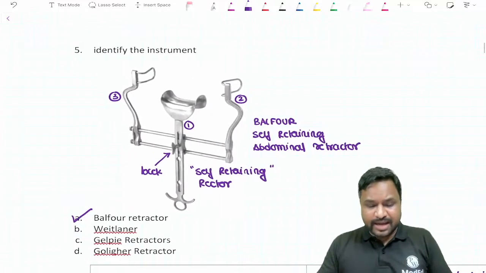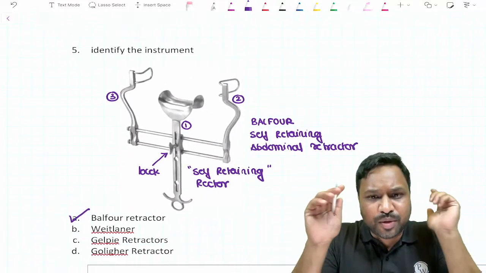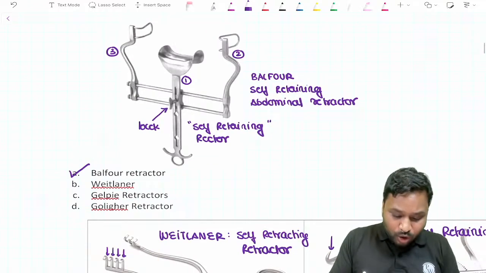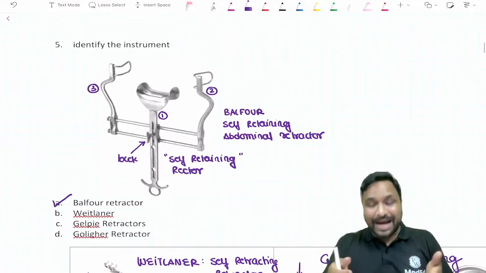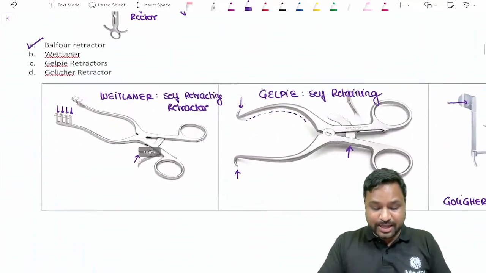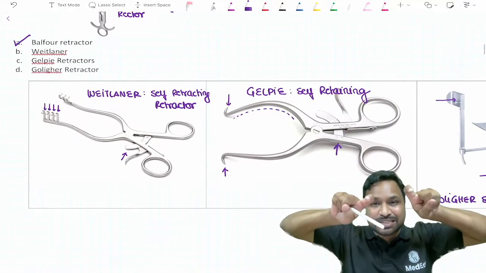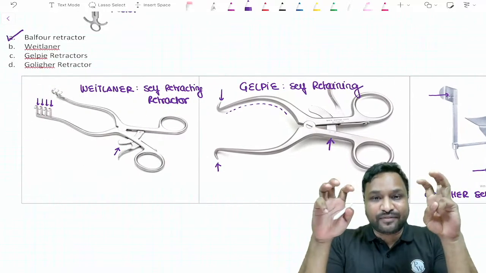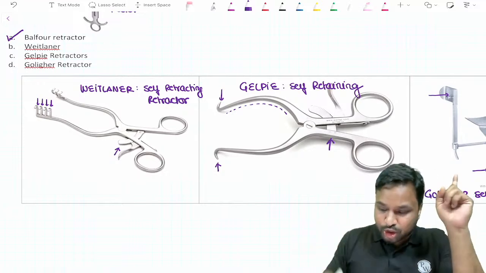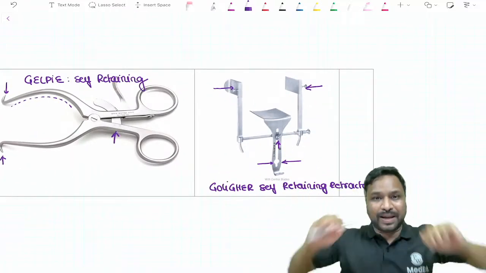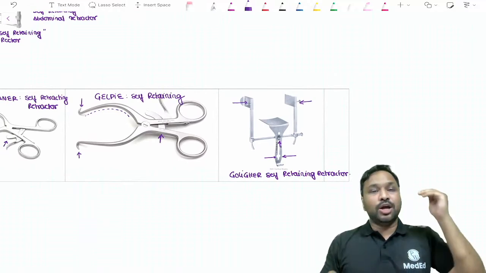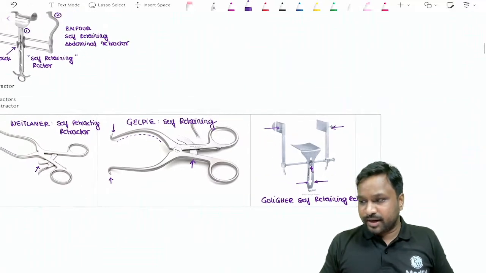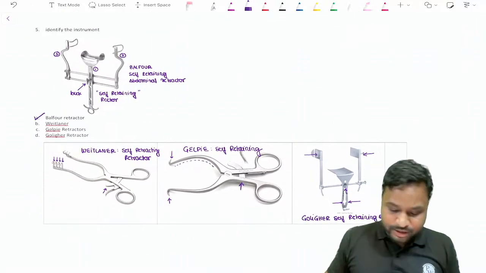Switch to the next topic. They can ask you about certain instruments. One of the major instruments in the exam or in abdominal surgeries is abdominal self-retaining retractors. Remember all 4 of them. The image that you're seeing is of Balfour, but you have the other ones. The Whitlaner looks like this. You can have the Kelly's. The Gallie has a single hook, whereas the Goligher has a flattened segment. Whitlaners have claws like these. Gallie has a single claw, whereas the Goligher has a complete plate that is put in abdominal surgeries. All these are abdominal self-retaining retractors.